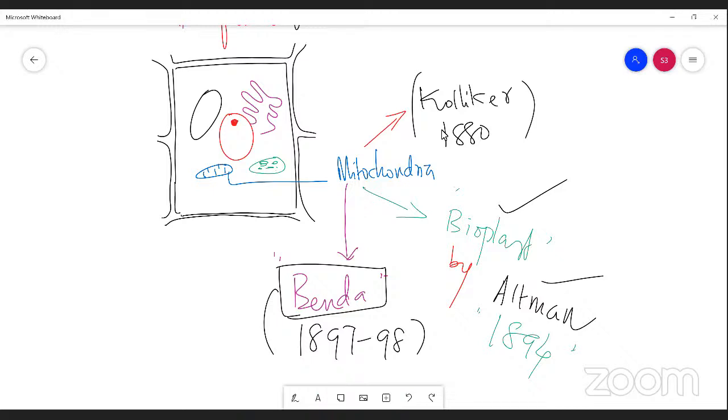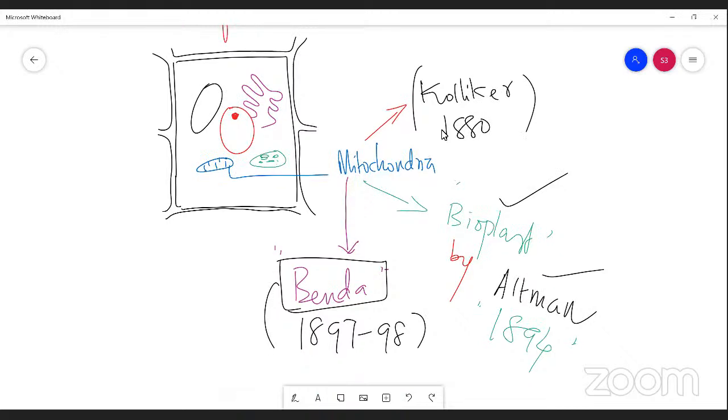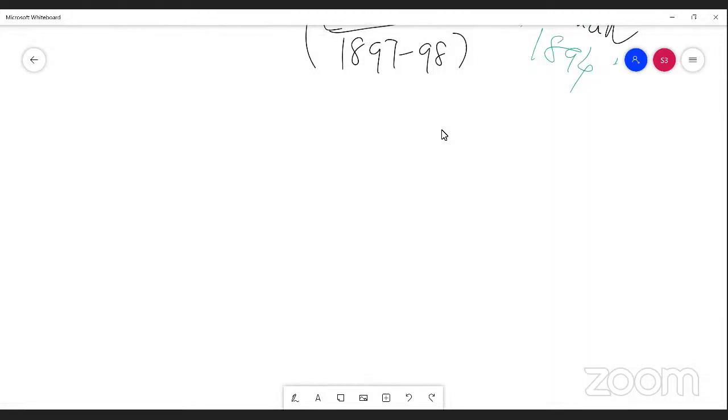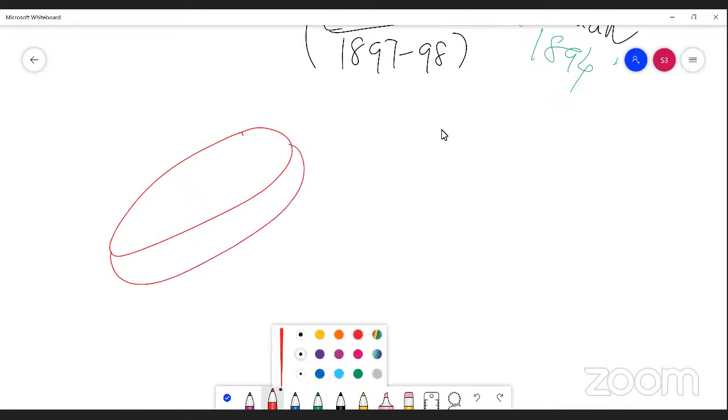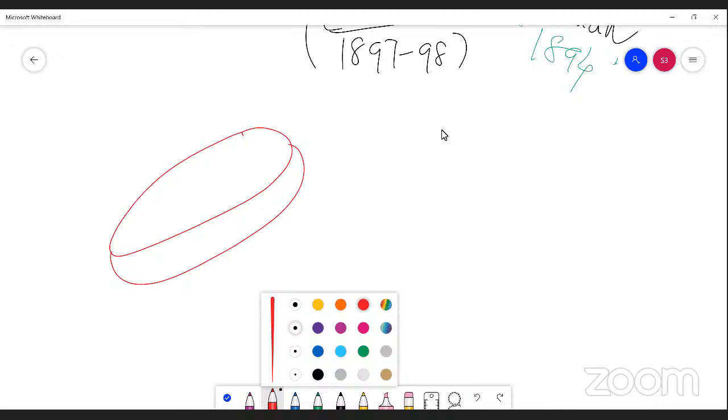Okay. Next we pass on to the structure of mitochondria. Dear students, as I said, mitochondria is a cell organelle. Now this is a mitochondria which is found in a cell, right? It is a structure that is found in the cell as an organelle, right?